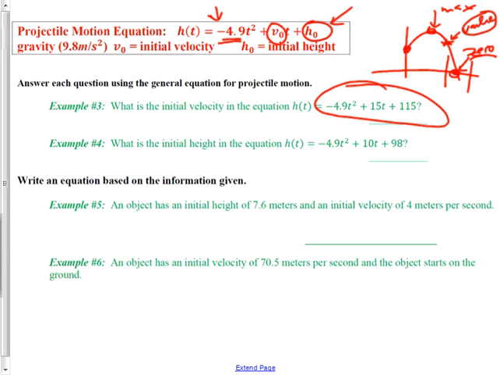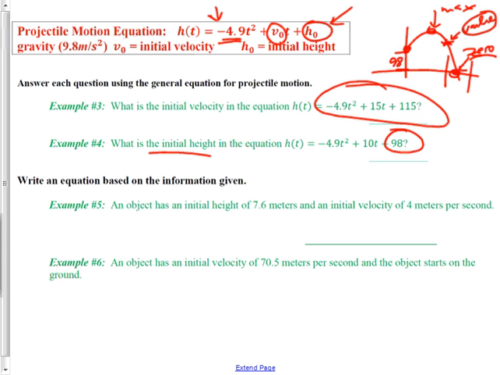It's easy, just tell me the number verbally. 15, good. And then this next one, what's the initial height? That's the starting height, that's the y-intercept, it's 98. So in my picture, this would have been right here, from here to here, that would have been 98. Okay? And write an equation based on the information given.